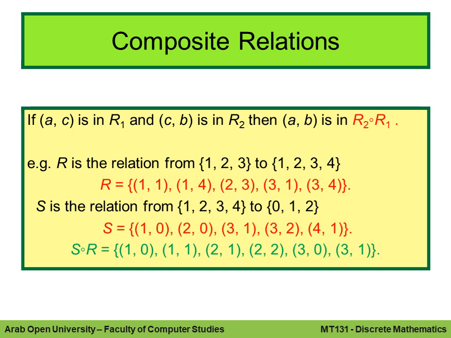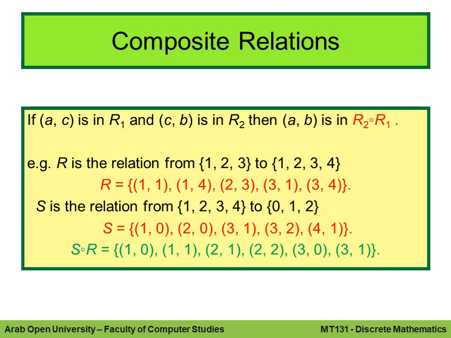Here is an example. R is a relation from the set 1, 2, 3 to 1, 2, 3, 4. And here are the ordered pairs from the relation. S is the relation from the second set, 1, 2, 3, 4, to the set 0, 1, 2. Now the composition will be a relation from the first set to the third set, from 1, 2, 3 to 0, 1, 2. These are the ordered pairs in S.